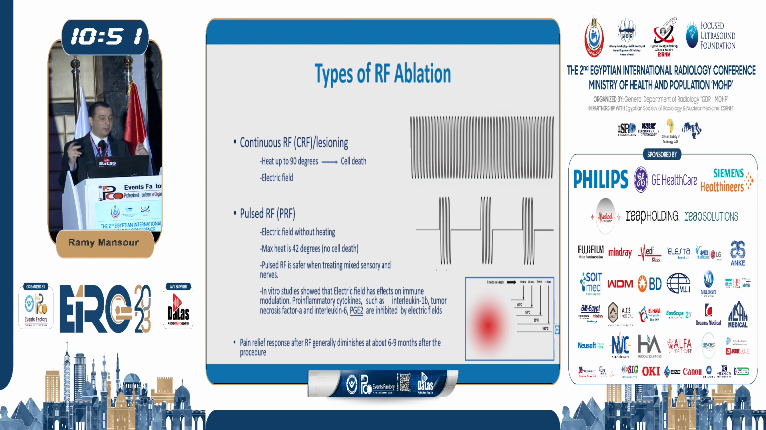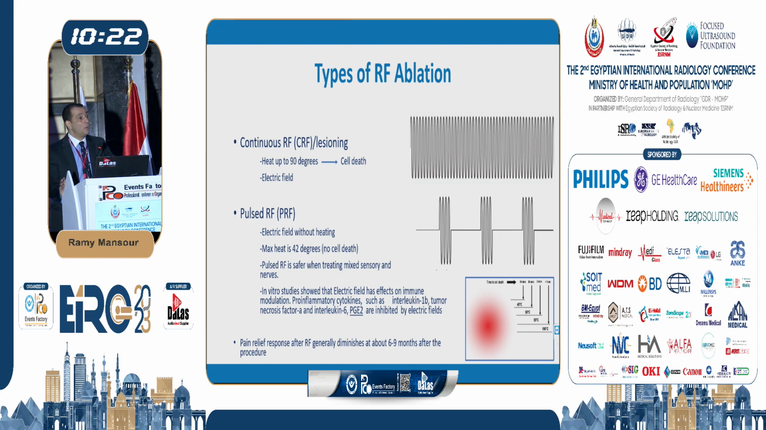All the machines come with two options: either continuous, what we call lesioning, radiofrequency ablation, or pulsed. And you can see from the diagram, as its name says, continuous RF can raise the temperature up to 90 degrees. And at 90 degrees there is instant cell death. Within less than 1 second, the nearby cells will die.